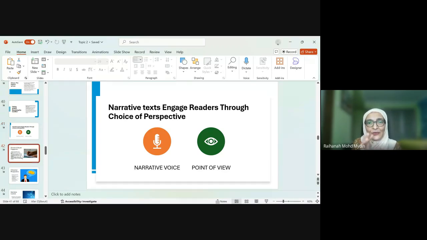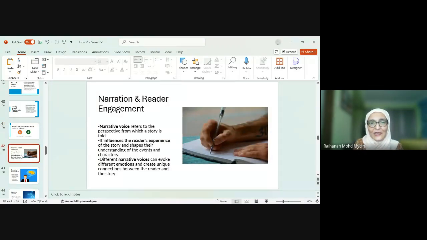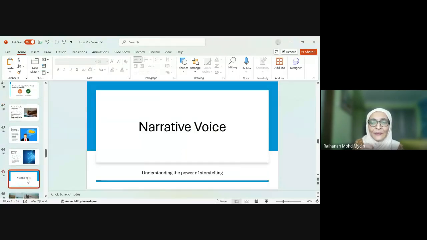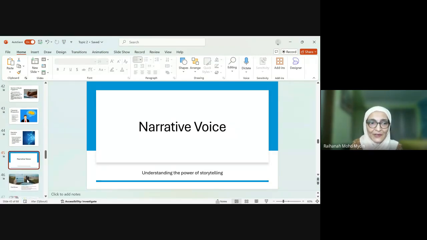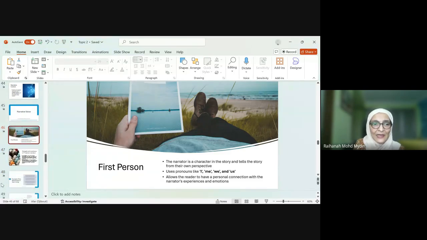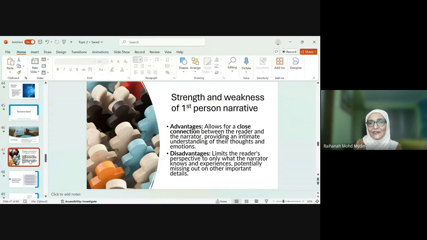So there are three aspects or three types of narrative voice that I want to focus on. And I want you to realize that these narrative voices help make the story that much more engaging, interesting, but also sometimes subjective. All right. So the first narrative voice is, of course, the first person. The first person would use words like I and me. And there are many strengths and weaknesses to this kind of narrative voice.